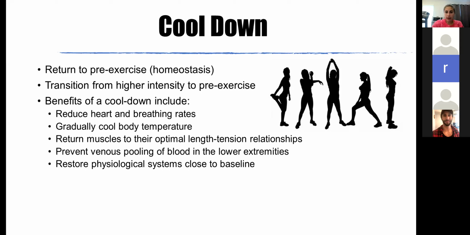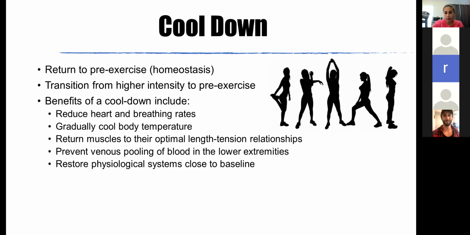Also, another thing, if you were to go for an intense run and just stop and stand there, you're going to get all the blood pooling into your lower extremities, into your legs. And then you might pass out if you just stop. You sometimes feel a little dizzy if you stop right after. So definitely you need to walk it off.